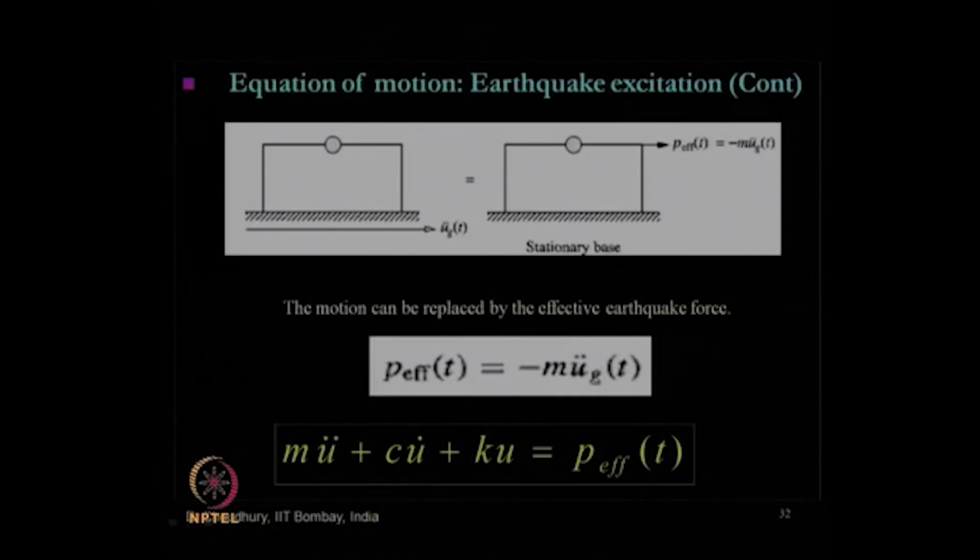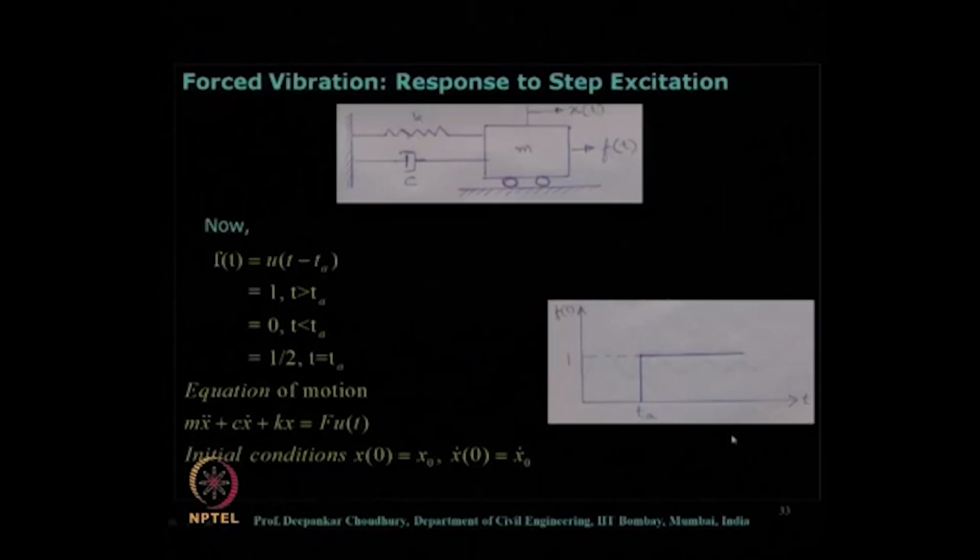u g double dot t is nothing but the ground acceleration during an earthquake. If you multiply it by the mass of the system with a negative sign, you will get the amount of dynamic load which is acting on the system due to the earthquake excitation.